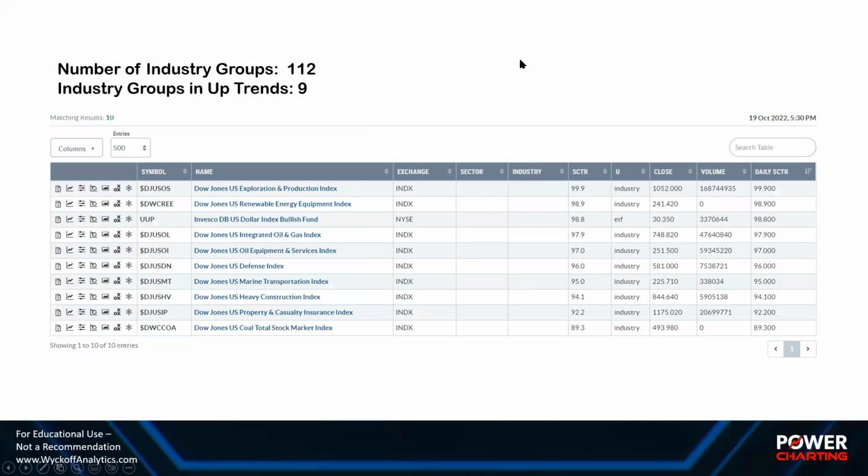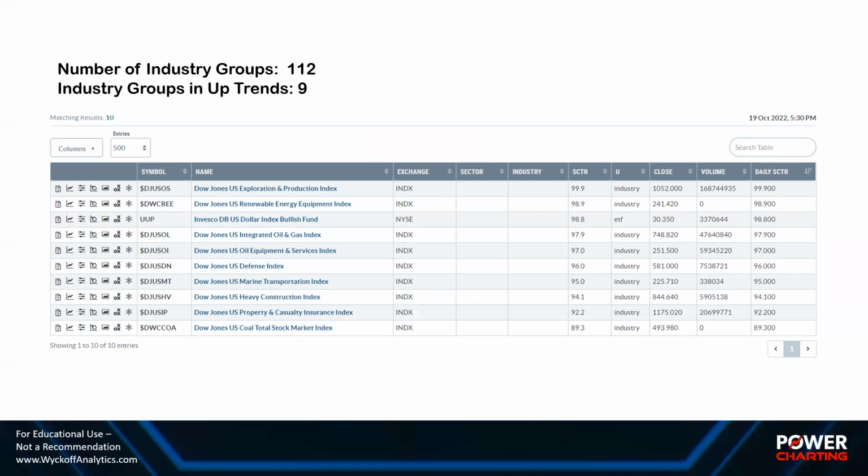Now, let's turn our attention to industry groups in the time that we have left, and we will pick this up next time and go into much more detail. But this actually is a measure of oversold. 112 industry groups, and I will show you how you can drill in and see those. Matter of fact, I'll do it right now. But there's only 9 groups that are in the power charting trend model uptrend. And I'll show you how to do that. I talked about it some last week. We'll get into it more next week.